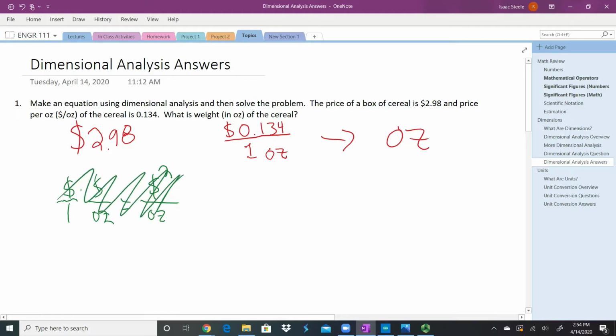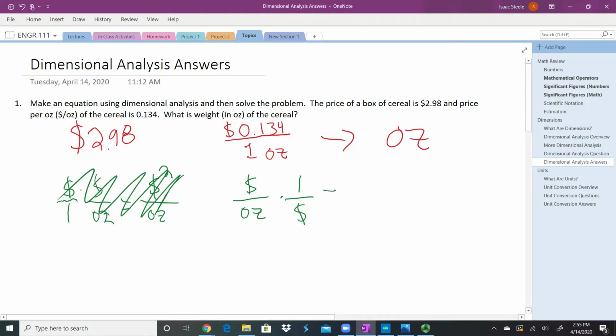All right, so what happens if I say, well, that didn't work? What if I were to flip one of these upside down? Let's take the price per ounce and multiply it by the inverse, or the reciprocal, of my $2.98. So I go 1 over my price. This is the same thing as dividing. I could say I'm taking my price per ounce and dividing by my $2.98. I like multiplying by reciprocals. That's just what I prefer here.